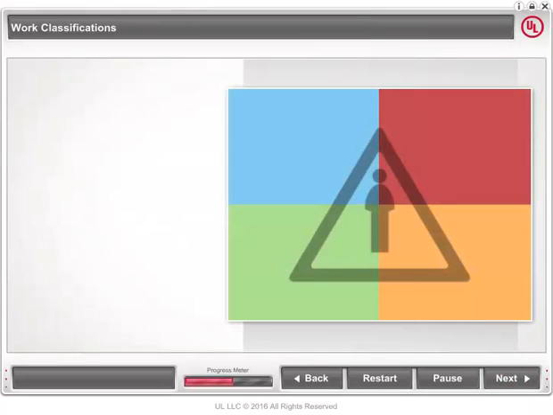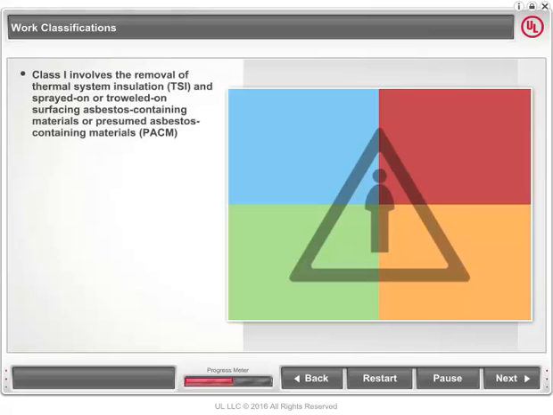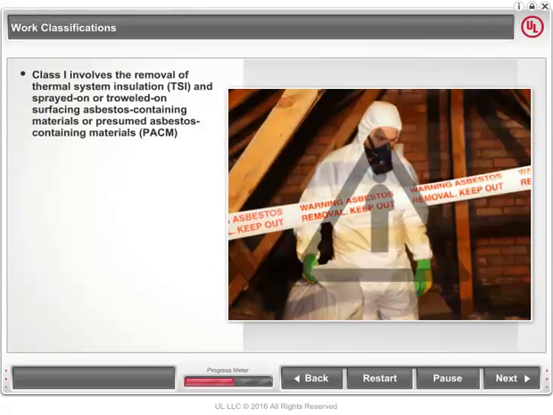Work classifications. The OSHA standards for the construction and shipyard industries classify the hazards of asbestos work activities and prescribe particular requirements for each classification. Class 1 is the most potentially hazardous class of asbestos jobs and involves the removal of thermal system insulation, TSI, and sprayed-on or troweled-on surfacing asbestos-containing materials or presumed asbestos-containing materials, PACM.